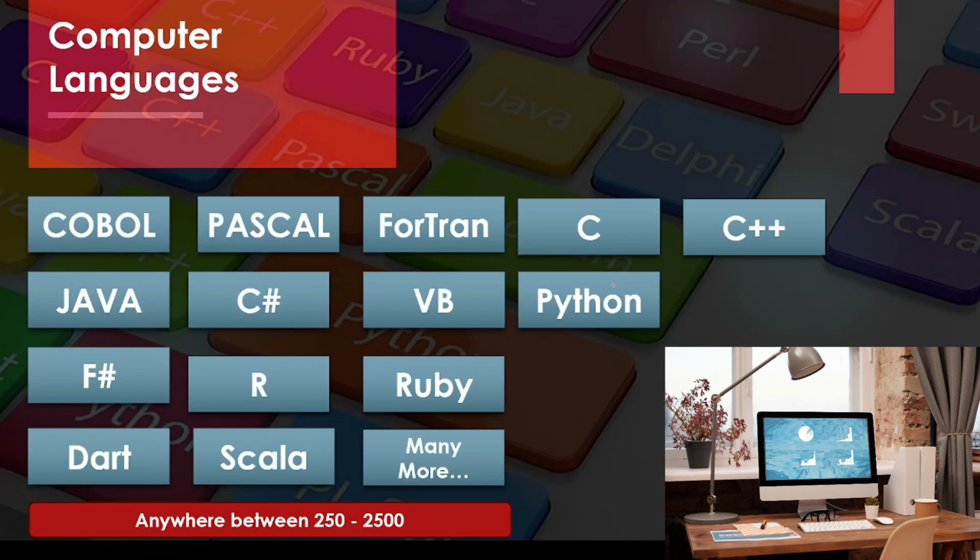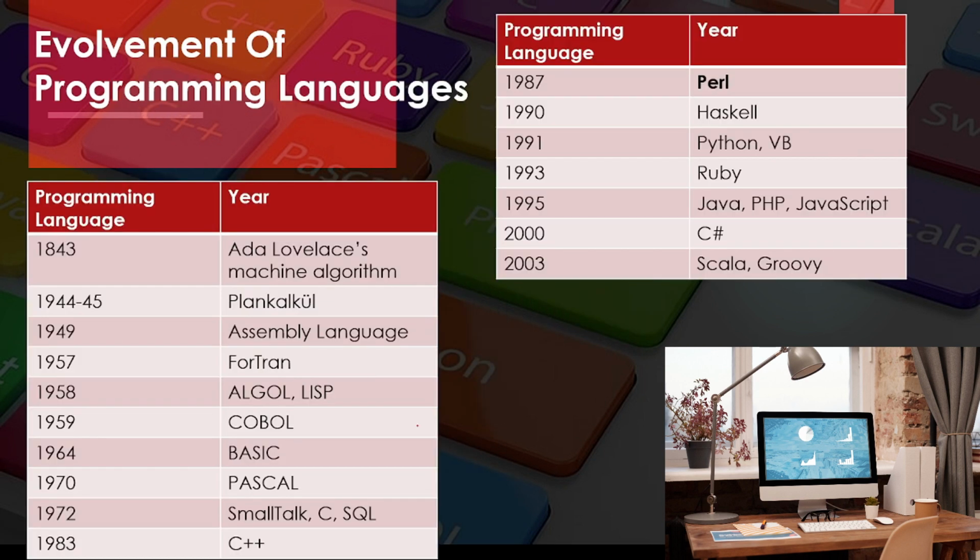Moving ahead, we have many languages. Some of the renowned ones are COBOL, Pascal, Fortran, C, C++, Java, C Sharp, VB, Python, F Sharp, R, Ruby, Dart, Scala, and so many. These were the years where the languages evolved, from 1843 to 2003. Many have gone through version changes. For example, C Sharp first came in the year 2000 with version 1.0, and now it has gone to C Sharp 12.